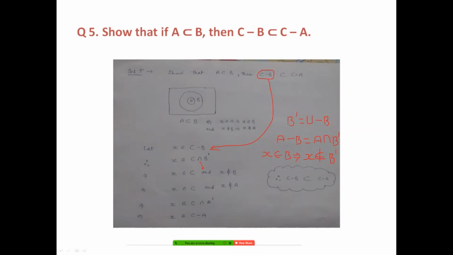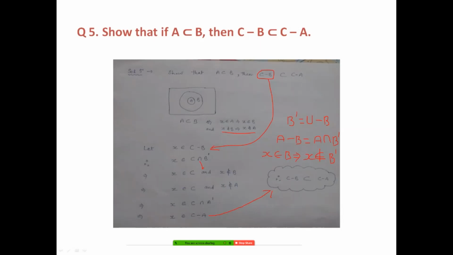Now, if X does not belong to B, then we conclude X does not belong to A. So X belongs to C and X does not belong to A. That means we can write X belongs to C intersection A complement, that is, X belongs to C minus A. So we started from C minus B and ended with C minus A. So the conclusion is C minus B is a subset of C minus A.